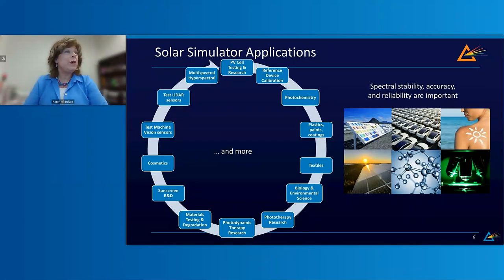So we all know photovoltaics is a growing market, and it's ever evolving, so it tends to push all of this technology forward. However, we are at no loss for other applications needing engineered sun, from materials degradation studies on plastics, coatings, and textiles, to photodynamic therapy for cancer and macular degeneration, and testing sensors, and of course, sunscreen research and development to protect us from the very sun we seek to emulate.